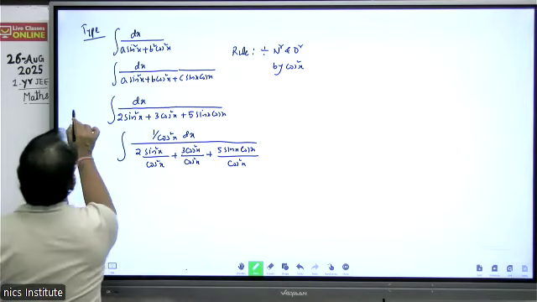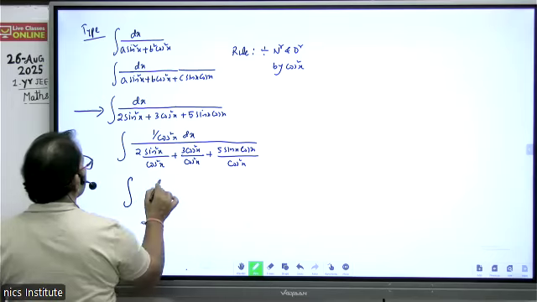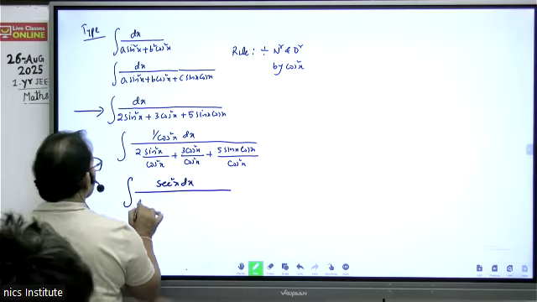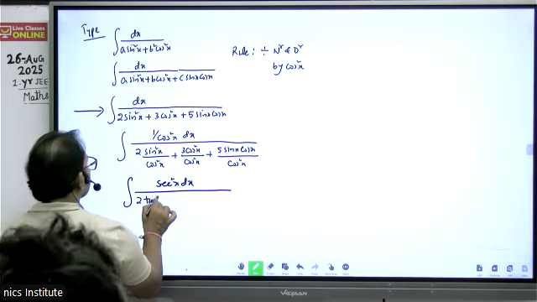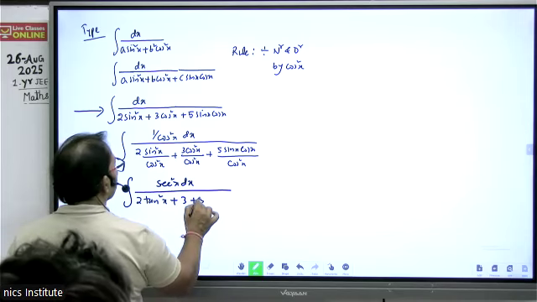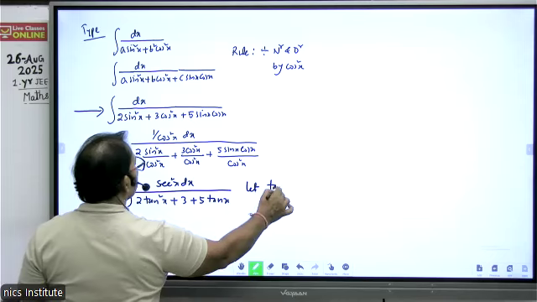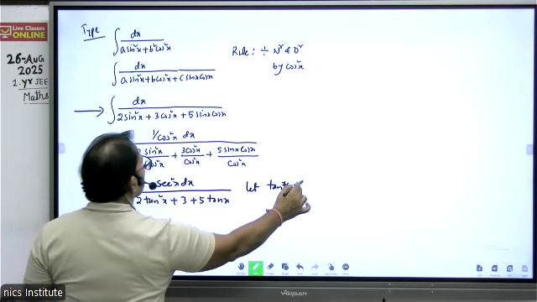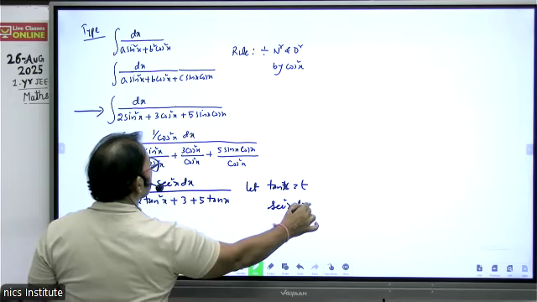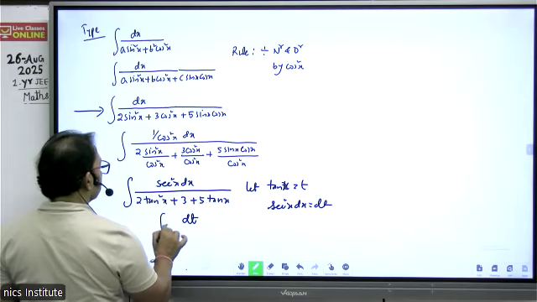This is the question. So this would be sec square x, which is derivative of tan x. So this is 2 tan square x, it is 3, and this is 5 tan x. Now let tan x is equal to t. Derivative of tan x is sec square x, dx is equal to dt. So this becomes dt.